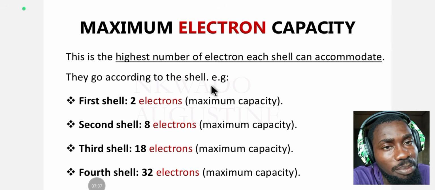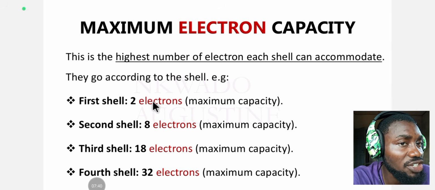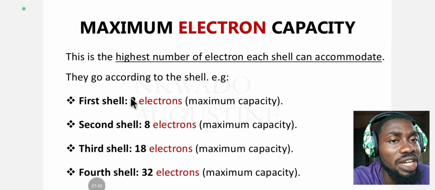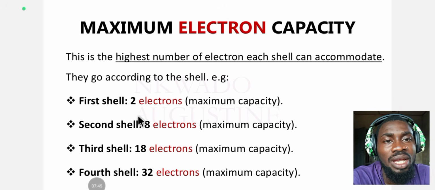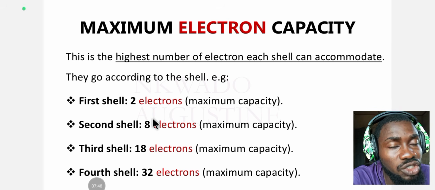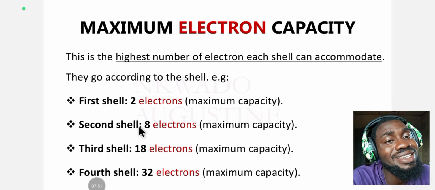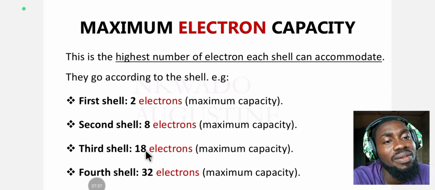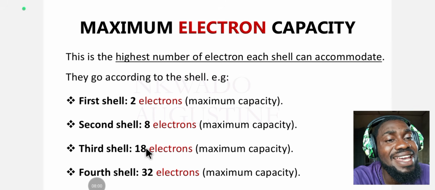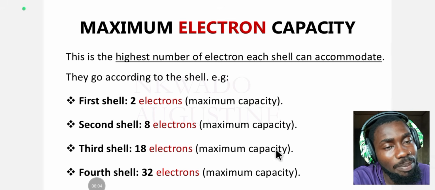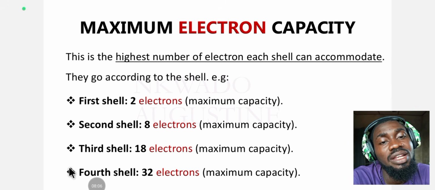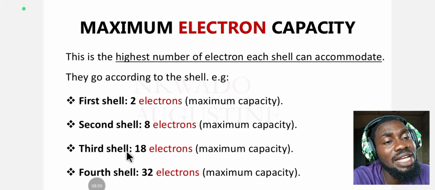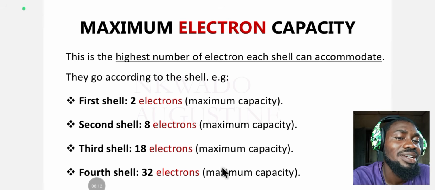For example, first shell, the maximum electron that it can accommodate is 2 electrons. Maximum capacity. The second shell, the maximum electron that it can accommodate at an energy level is 8 electrons. The third shell, the maximum is 18 electrons. Then the fourth shell, the maximum is 32 electrons. That is the maximum capacity.